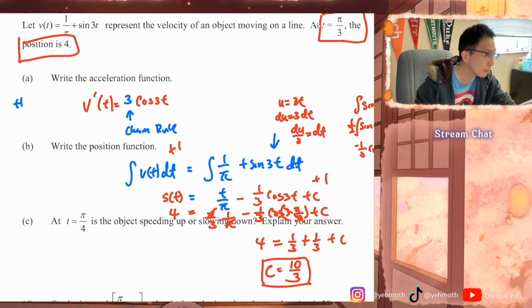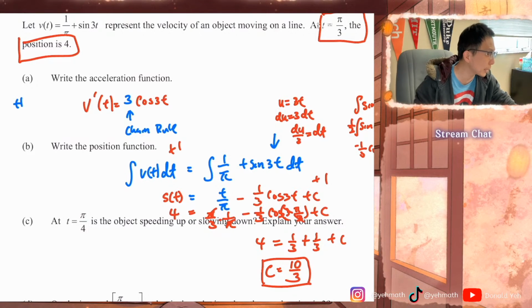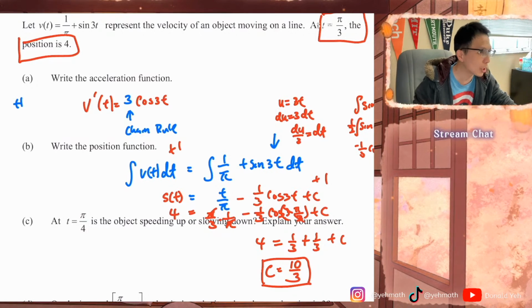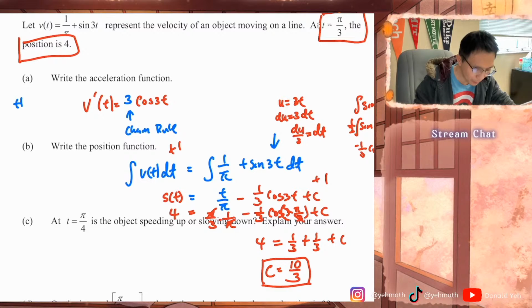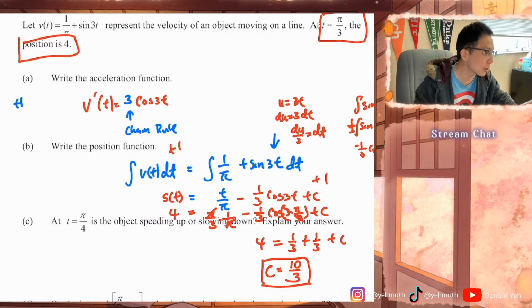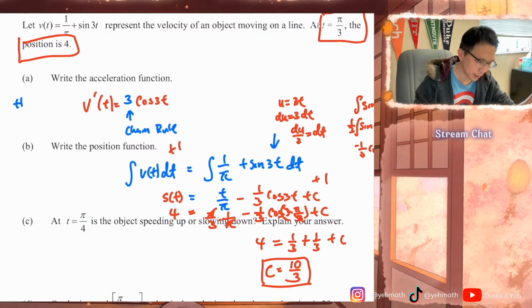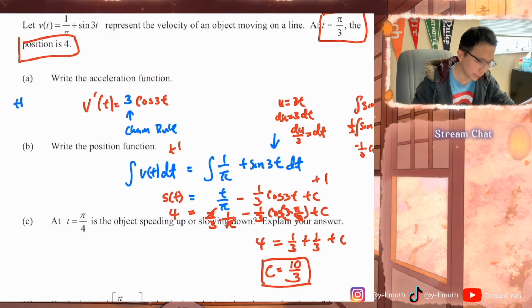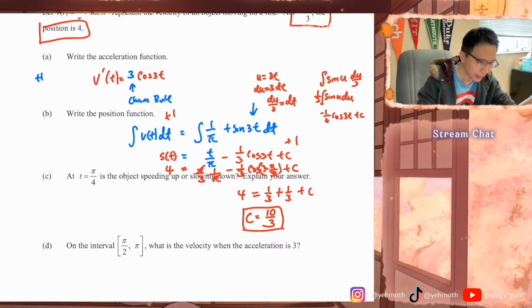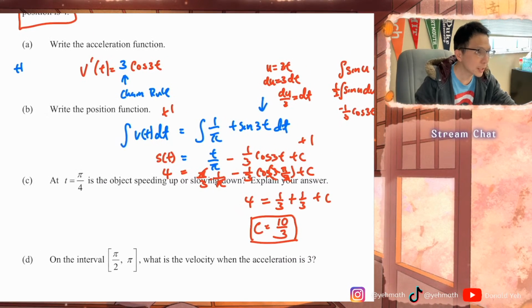Very, very awesome, because that means you know how to take an integral. That means you know how to do some easy u substitutions. And that also means you know how to find particular solutions. So there are 3 elements here, and this is great. If you got through this part, it's fine. Now, what is part C asking?